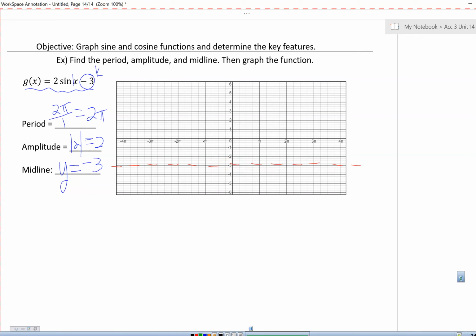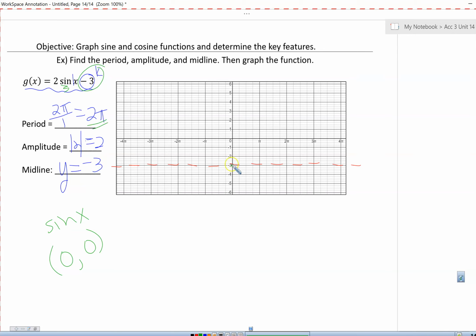All right, so now I have to figure out where my function is starting. So I'm graphing sine. My unit circle tells me at 0 radians, sine is 0. So it would start right here. But my midline's down here. So that means that this point is going to move down to this midline. It's like a translation down 3 units, which again is what your k value does.